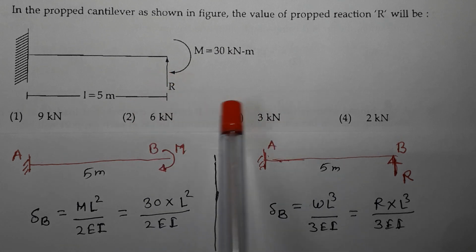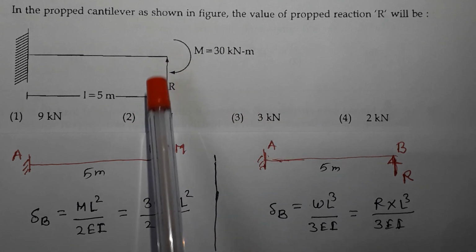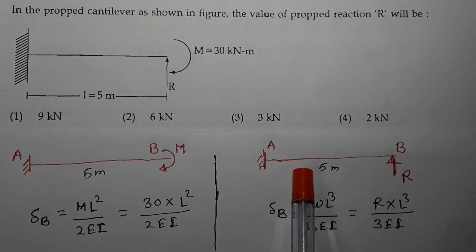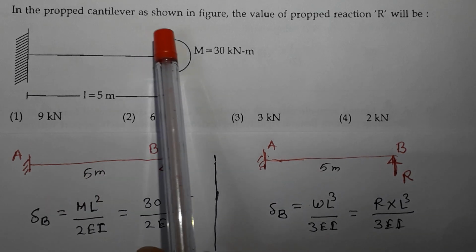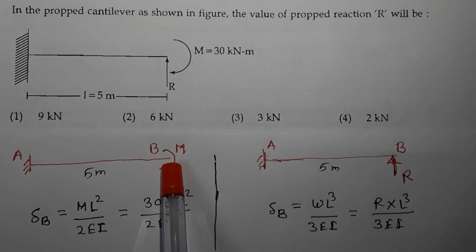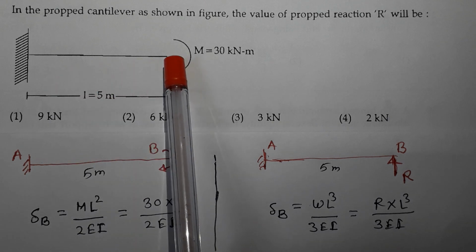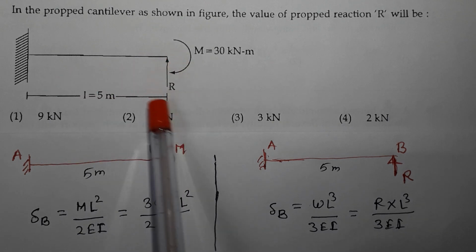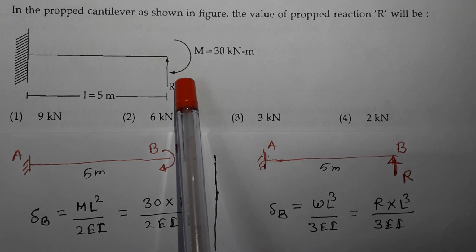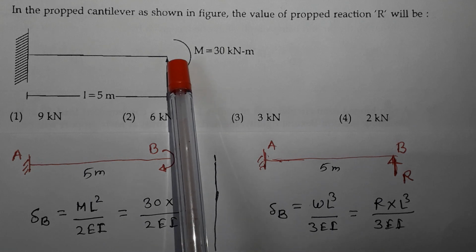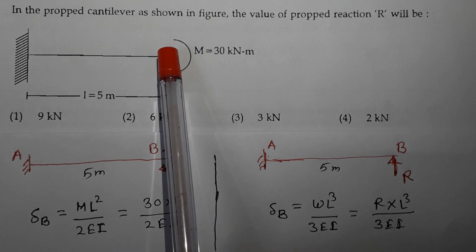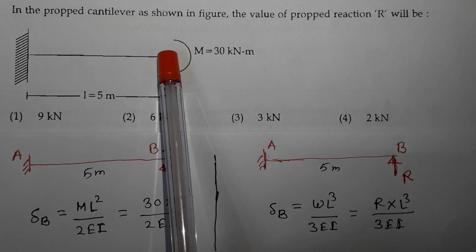To get the correct option, I am just considering two cases. In the first case, I have shown only this moment at the free end, and in the second case, I have shown the reaction of that prop at the free end. Now, as the cantilever is supported at the free end by means of this reaction, the condition which is to be used is that the resultant deflection at this free end is going to be 0.